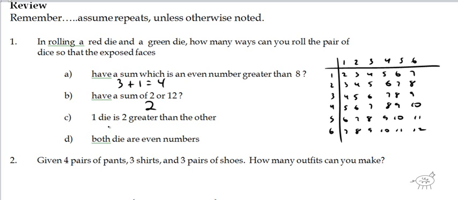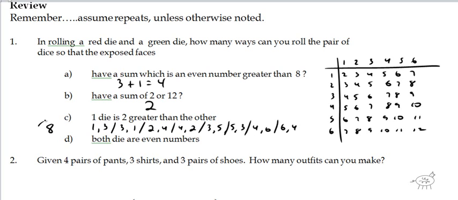One die is 2 greater than the other. Well, do you guys agree that if one die is 2 greater than the other, isn't that rolling a 1 and a 3? Because if I roll a 1, the 3 is 2 greater. So 1 and 3, but can't I roll a 3 and a 1? If you look at the chart, you can find it. You can say 3 and 1 or 1 and 3. And then, of course, I can go 2 and 4 and 4 and 2. I can do 3 and 5 and 5 and 3. And I can do 4 and 6 and 6 and 4. Those are my possibilities. So I have a total of 8 possibilities. So that's the answer for that one.